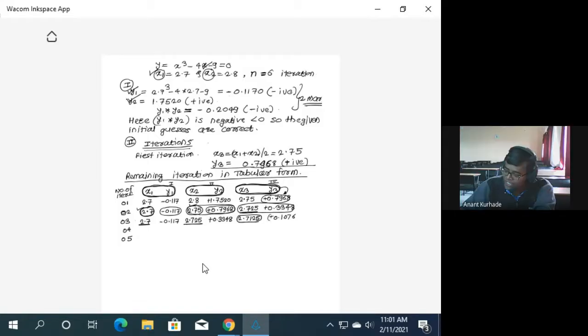So for the next iteration, what can you replace? Plus to plus. The third pair is plus, the second pair is plus. So write down here 2.7125, next one plus 0.1076. The first pair is as it is, 2.7 and minus 0.117. Now what next? Tell me how you can find x3: 2.7 plus 2.7125 divided by 2. Tell me what is the answer?